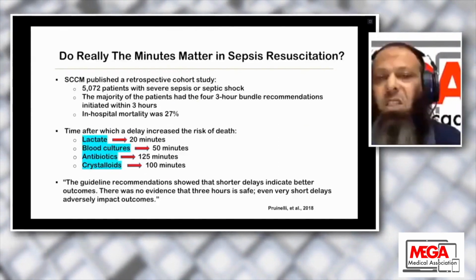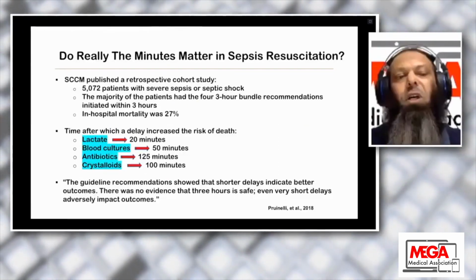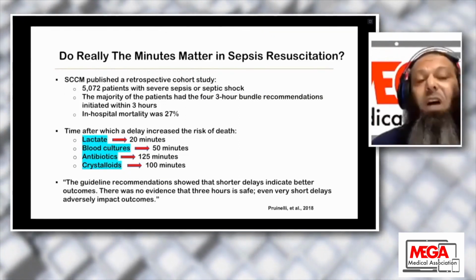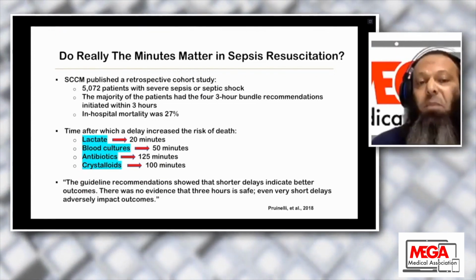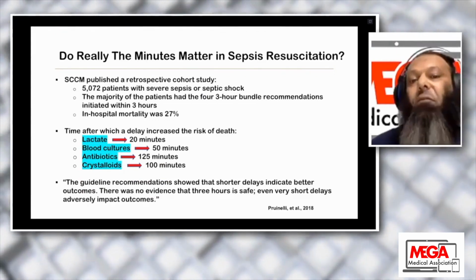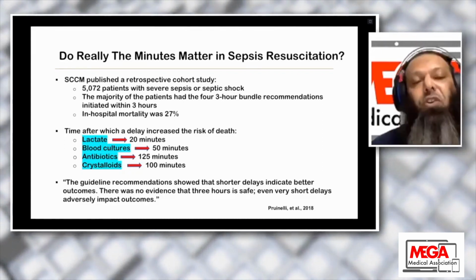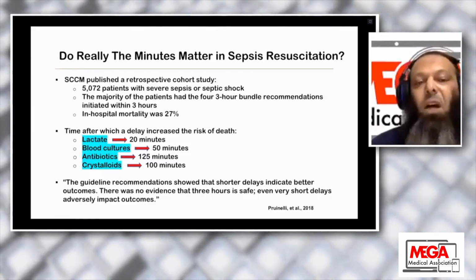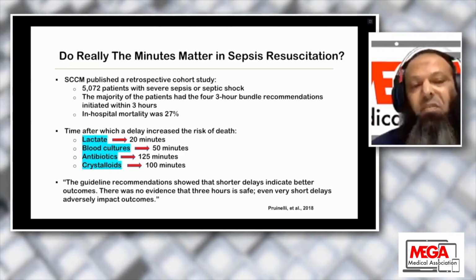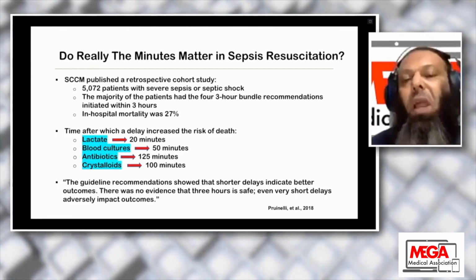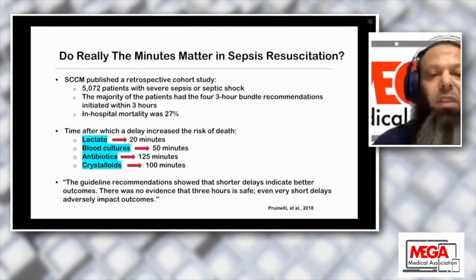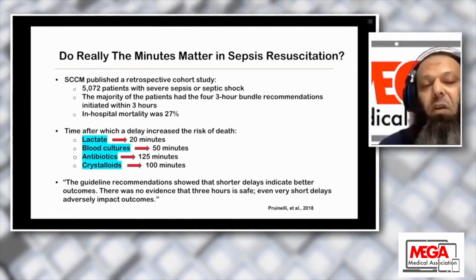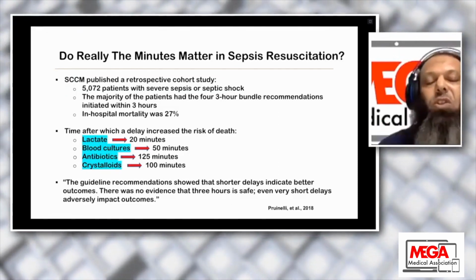Do minutes really matter in sepsis resuscitation? Is it really important? To answer this question, the Society of Critical Care Medicine published a retrospective cohort study of about 5,000 patients with severe sepsis and septic shock. The majority of patients had the 3 hour bundle recommendation, the previous version, initiated within 3 hours before 2016. In-hospital mortality was 27% in those who were compliant with the 3 hour bundle recommendation. But they analyzed the time frame within the 3 hour bundle and its components, which we call sepsis score measures.